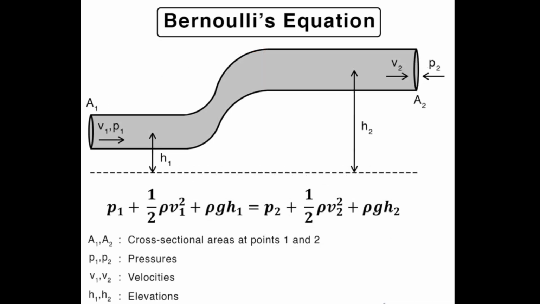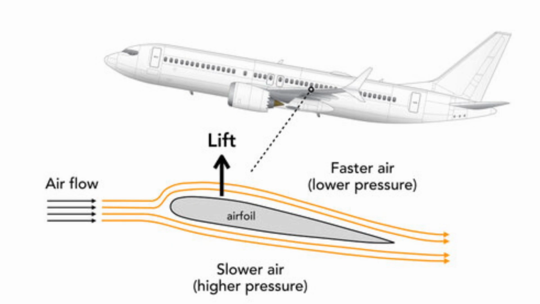Bernoulli's equation. This equation tells us that the total energy in a moving fluid remains constant. For example, in an airplane wing, air moves faster over the curved top than below the flat bottom. This creates lower pressure on top and higher pressure below, generating lift and making the plane fly.